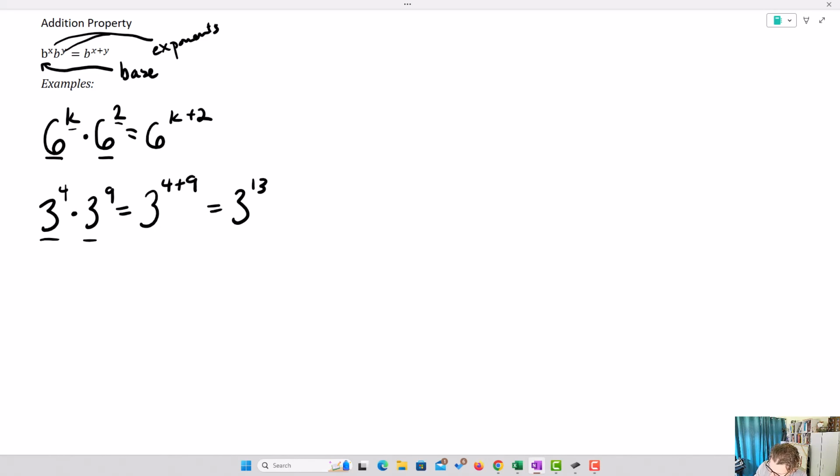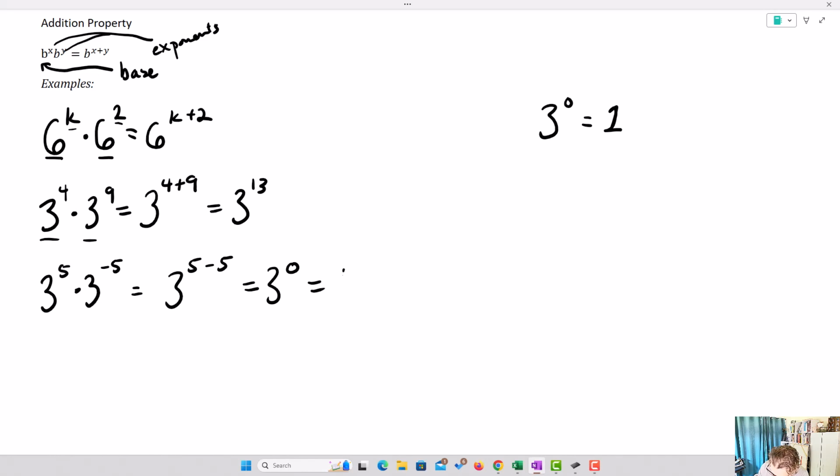A couple of things to notice too, that we should remember. 3 to the 0th power is equal to 1. If we ever get that, we're going to see that that's the case. For example, if I take 3 to the 5th times 3 to the negative 5th, this is 3 to the 5 minus 5, that's 3 to the 0, which equals 1. I should change this: not just 3 to the 0, b to the 0. Any base to the 0th power is going to equal 1, and that's always true.